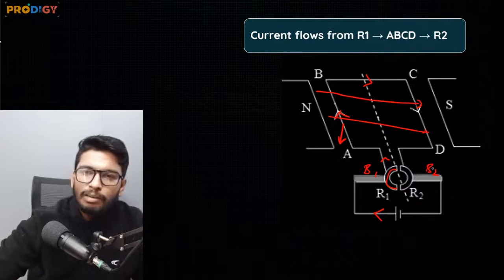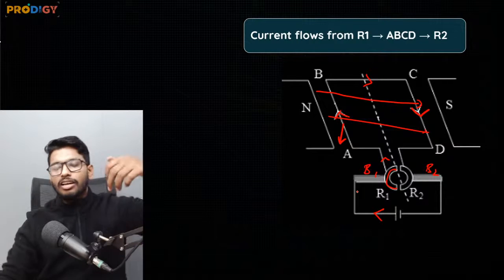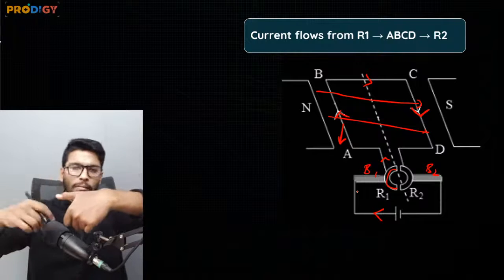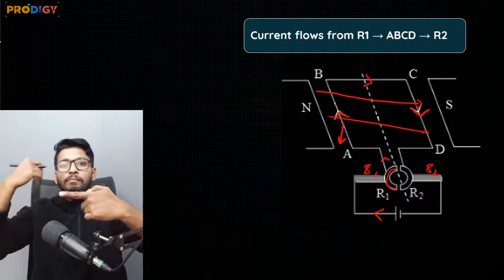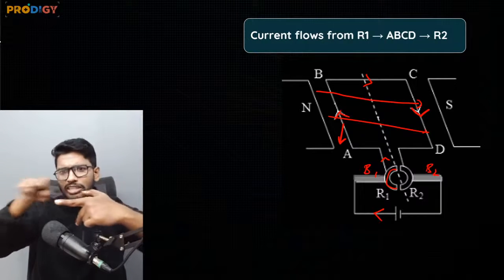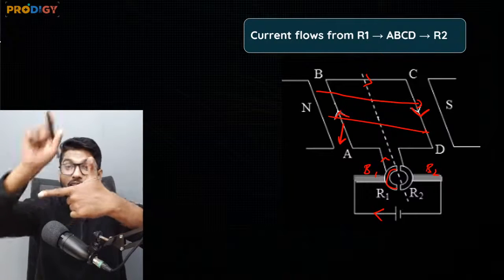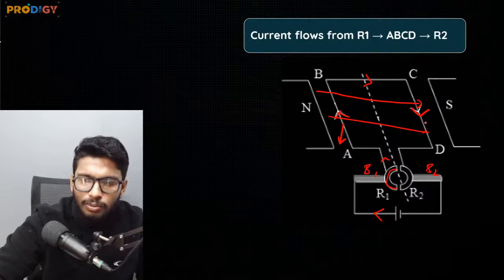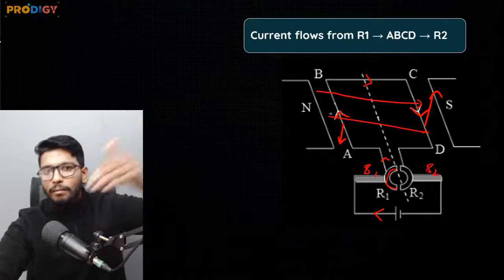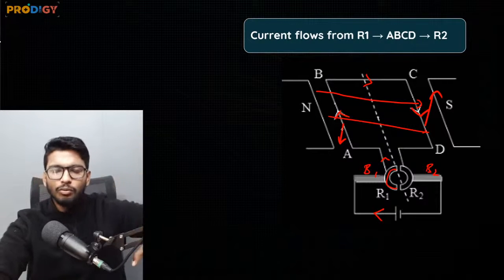Moving to CD, people. If you look at the direction of CD, the current is flowing downwards, which is shown by my middle finger. Current is going towards me. The magnetic field is still going from left to right. So the direction of the force on the conductor is now upwards. So CD will experience a force in the upward direction. AB will experience a force in the downward direction.